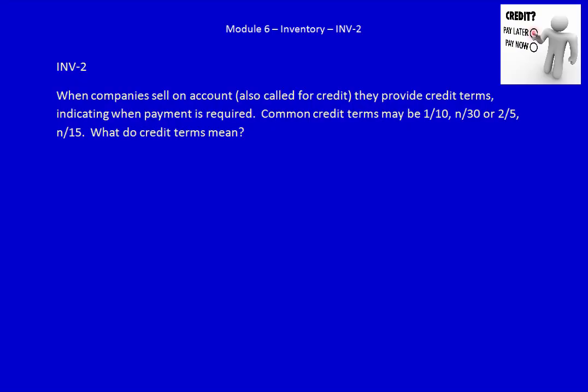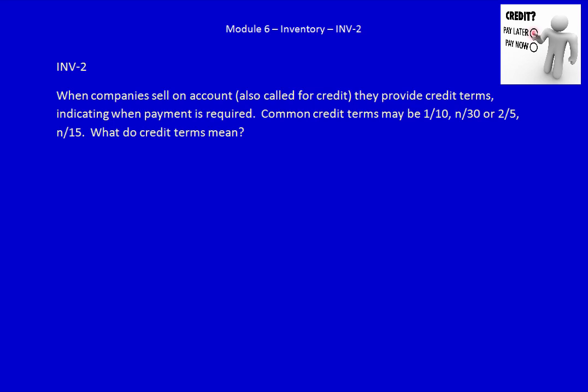We're talking about inventory, but we can't understand how to record inventory unless we understand credit terms. INV-2. When companies sell on account, also called for credit, they provide credit terms indicating when payment is required. Common credit terms may be 1/10, net 30, or 2/5, net 15. What do credit terms mean?